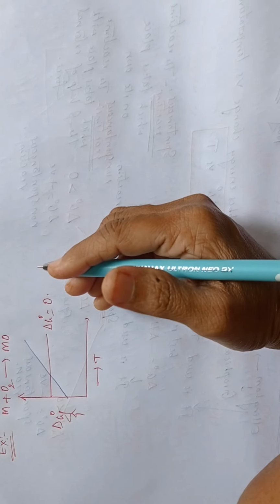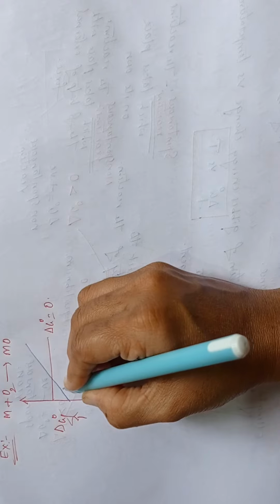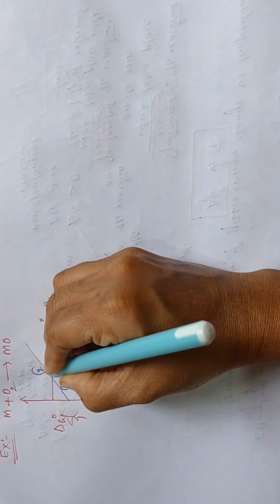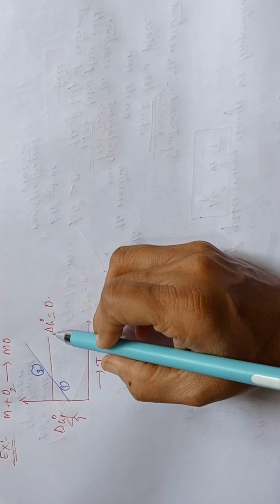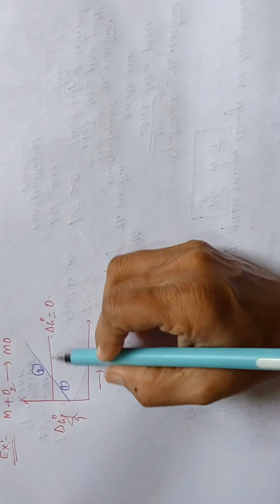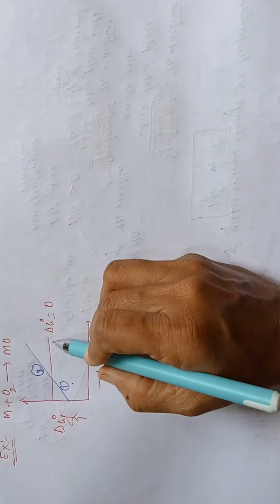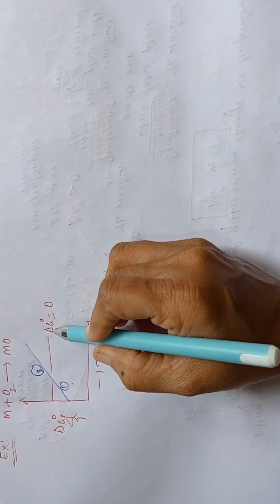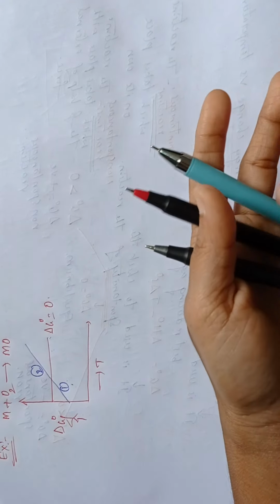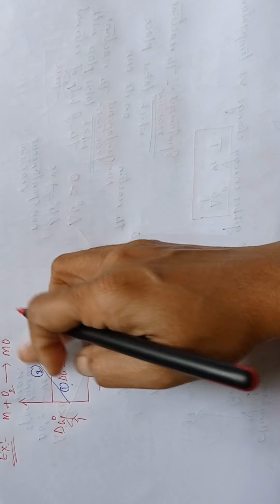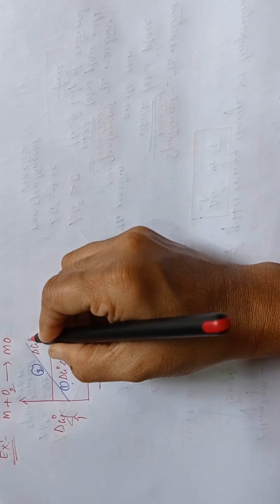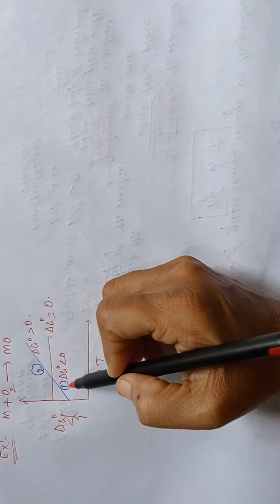M plus O2 gives rise to MO. This is the first part, and this is the second part. On this line, delta G naught equal to 0, which means the reaction is at equilibrium. Below this line, delta G naught is less than 0. Above this line, delta G naught value is greater than 0. This is the first part.